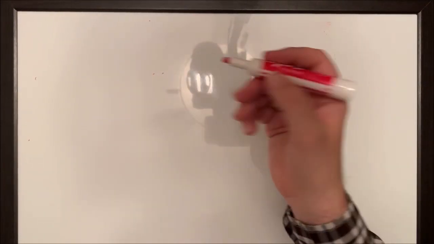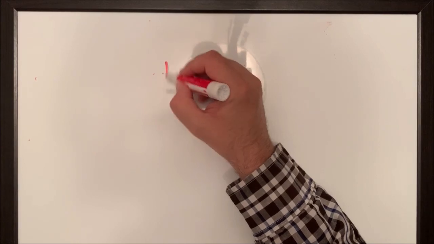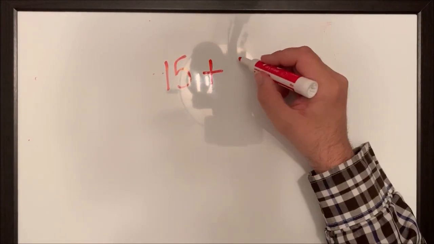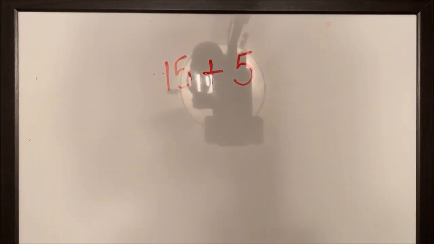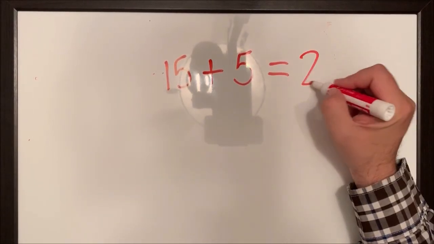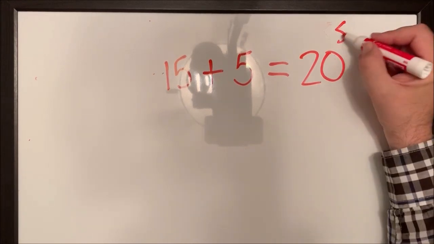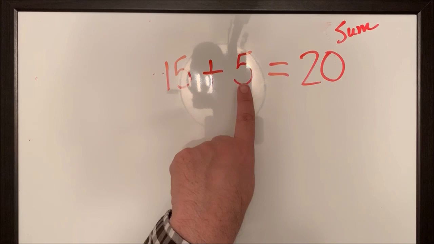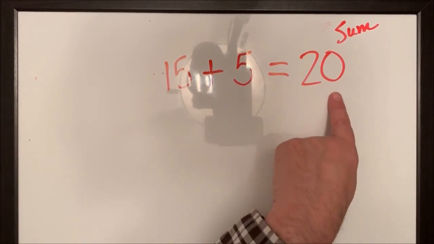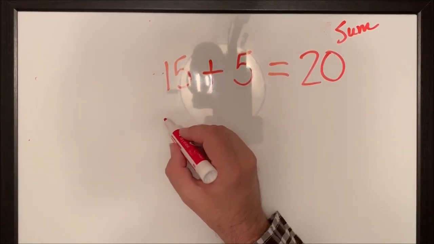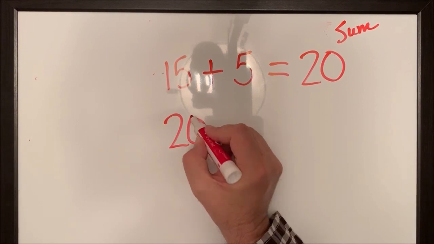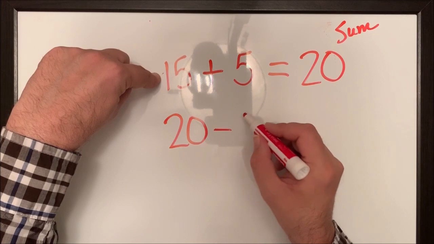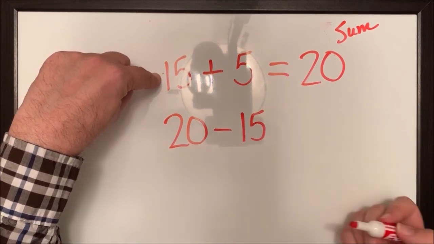So again, apples. If I have 15 apples and Mr. Priolo has 5 apples, altogether we have 20 apples. That is the sum. So I have 15, Mr. Priolo has 5, altogether we have 20. So 20 apples altogether. If I ate mine, I have to subtract 15 from the total because I ate 15.